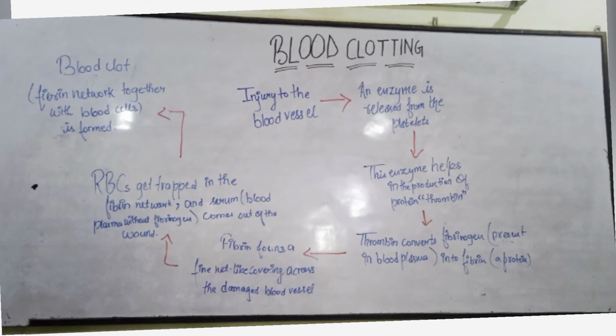So when this trap kind of structure is formed on the wound, the RBCs get trapped in this, and serum, which is the plasma without the addition of fibrinogen, starts coming out. Like when we get hurt, we see that there's a kind of serum which comes out of the wound. That is actually the plasma without fibrinogen, and the RBCs get trapped here. And after this, the blood clot is formed, which is the fibrin network together with the blood cells. That is the blood clot. We see on the wounds a hard covering kind of structure occurs. That is actually the blood clot.